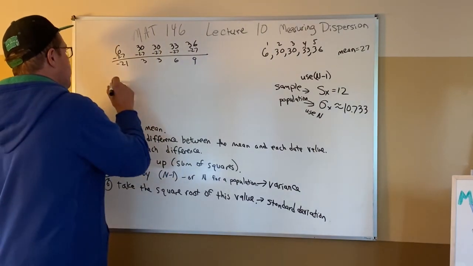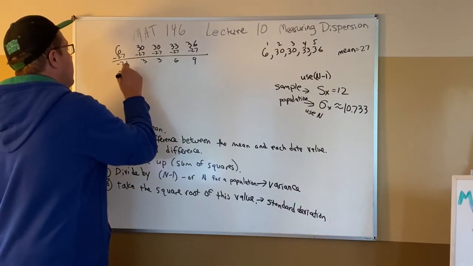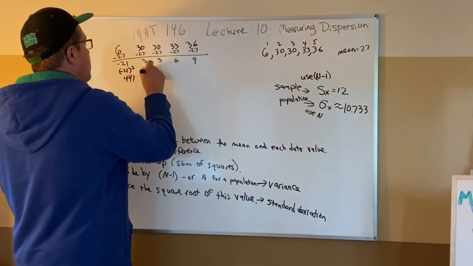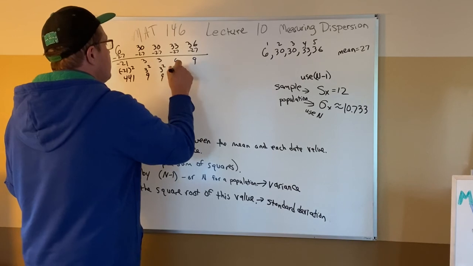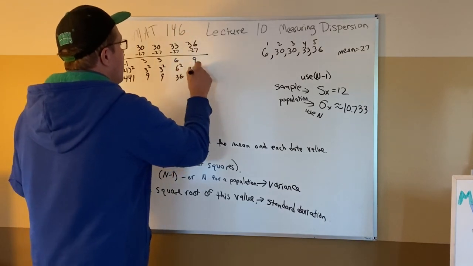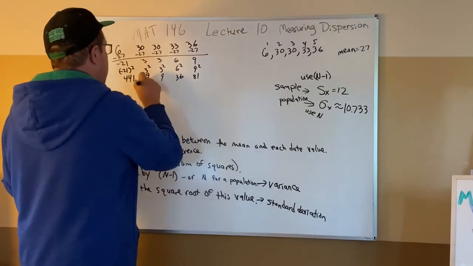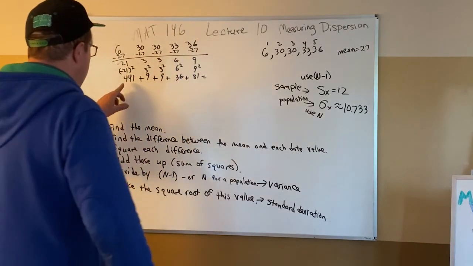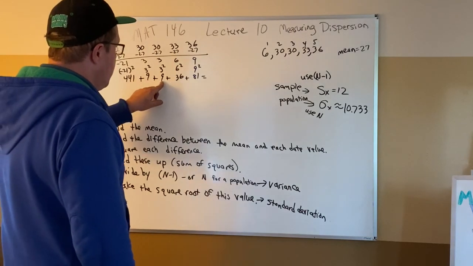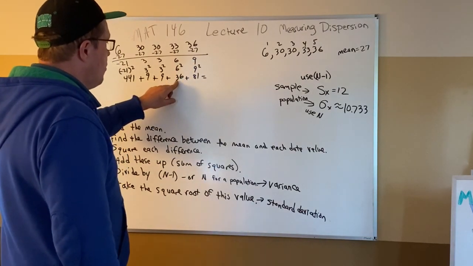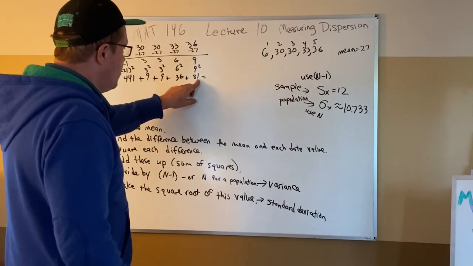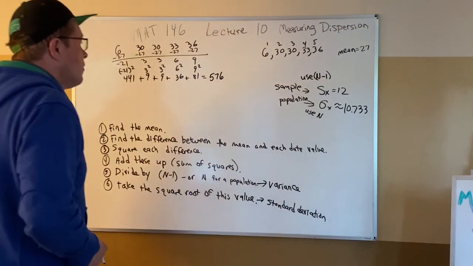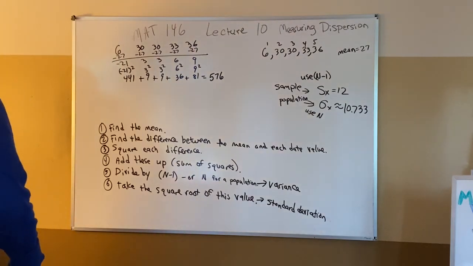However, if we square them, negative 21 squared, 441, 3 squared is 9, 3 squared is 9, 6 squared is 36, and 9 squared is 81. We'll add those up. Okay, 441, 450, 459, 495, 576. That's the sum of squares.